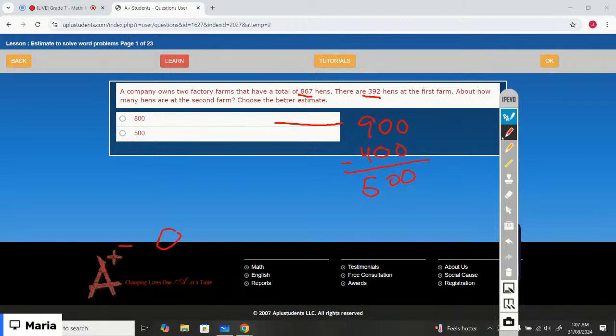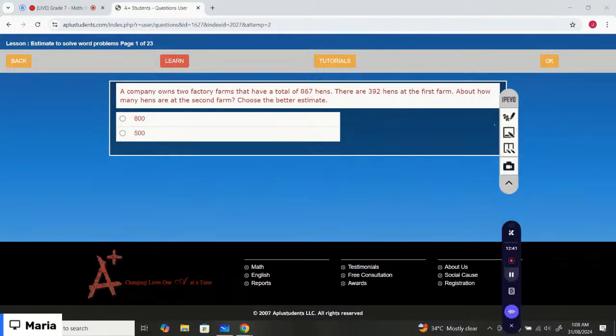If you have to round off these numbers to the 100, then that's okay. You can round off to 900 and 400, right? But if you have to round off to 10, you cannot do it like this. Got it? But they are the same type of thing, right? Don't be confused between estimation and rounding. So the correct option is 500. Option number 2 is the correct option.